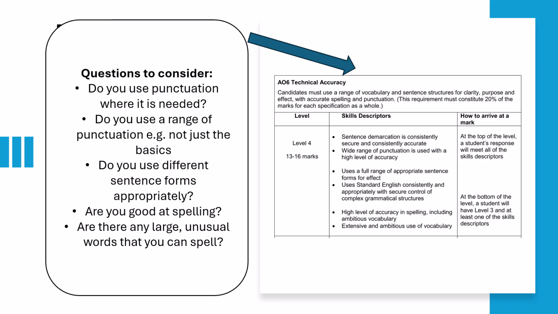What we mean by this is that you're not just using the bog standard full stop, comma, question mark and exclamation mark. Are you using things that are a little bit more advanced, such as colons, semicolons, brackets, dashes and things like that? Do you use different sentence forms appropriately? A good thing to think about is that if you've got something really serious you want to convey, you go with a nice, short, simple sentence.